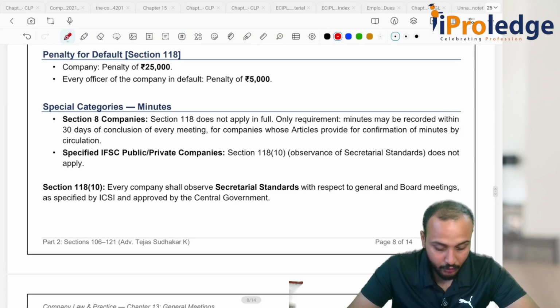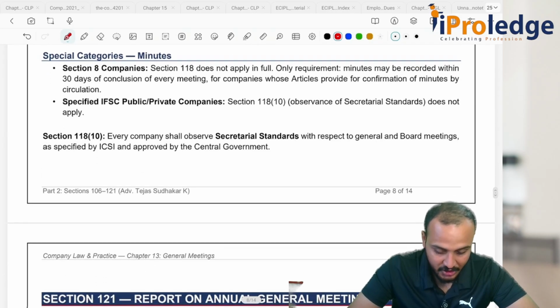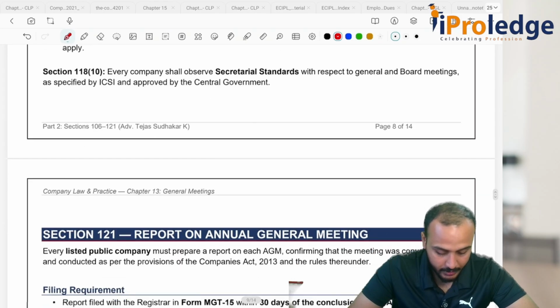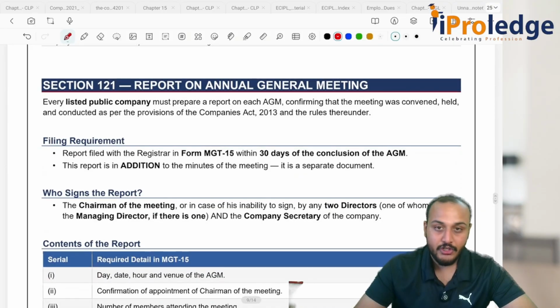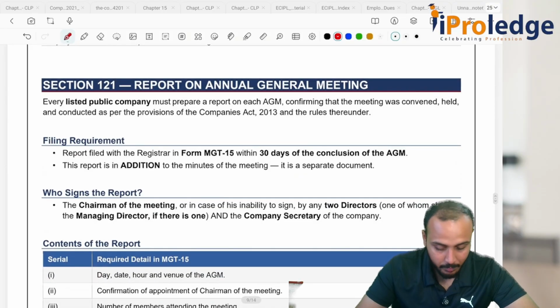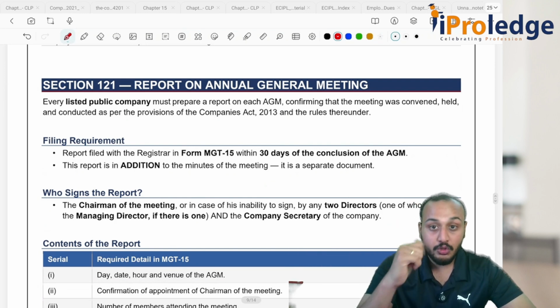Then penalty for default is 25,000 or 5,000. Then special category: section 8 company and specified IFSC public or private companies. Then section 121 deals with report on the annual general meeting, which is simple and straightforward. In which form? MGT 15. Okay, MGT 14 was what?